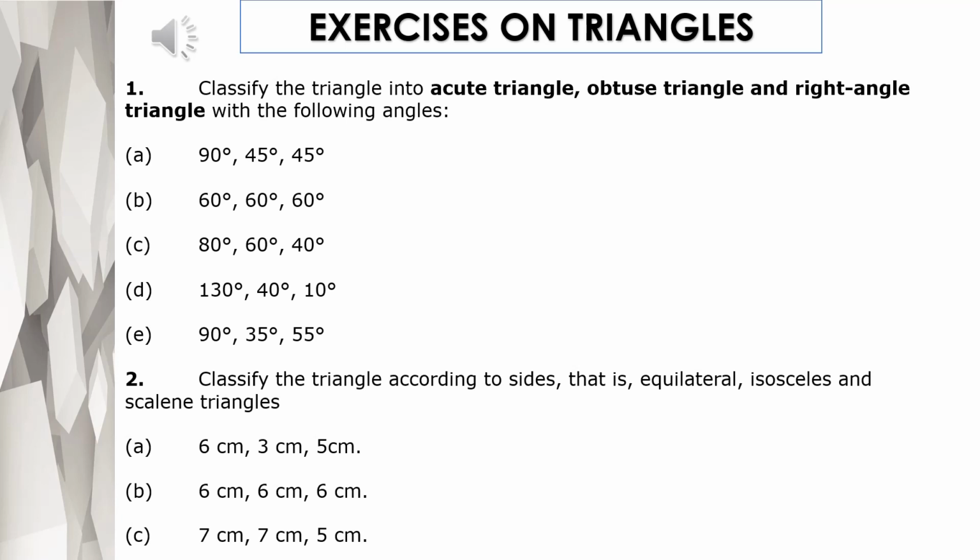Now let's have a recap of what we have learnt. Okay? I have a few exercises made for you. Now the first one is you have to classify the triangle into acute triangle, obtuse triangle and right angle triangle for these 5 examples that I have put down for you. And in the second one, you have to classify the triangle according to its sides, that is equilateral, isosceles and scalene triangle. Okay? So begin.